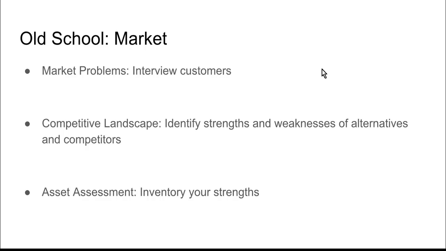A second box here in market is to identify the strengths and weaknesses of competitors and alternatives and position your product so that it does something that's better or different. A third component is to assess your strengths. What is your company good at? What is your company bad at? You can recognize all of this as MBA type of thinking.